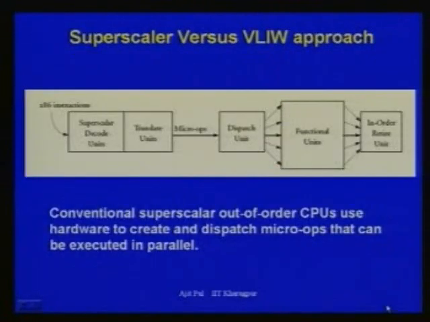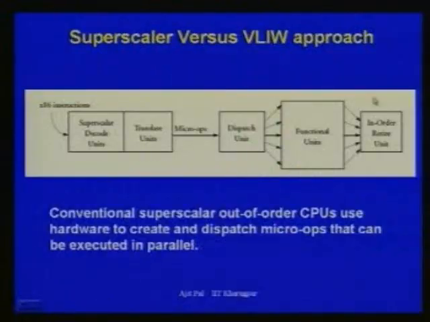So, in case of processor design, there are two basic approaches. One is known as superscalar approach, another is known as VLIW approach. Superscalar approach is, within a single CPU, you have multiple processing units. Your 386, 486 and Pentium all are superscalar architecture.